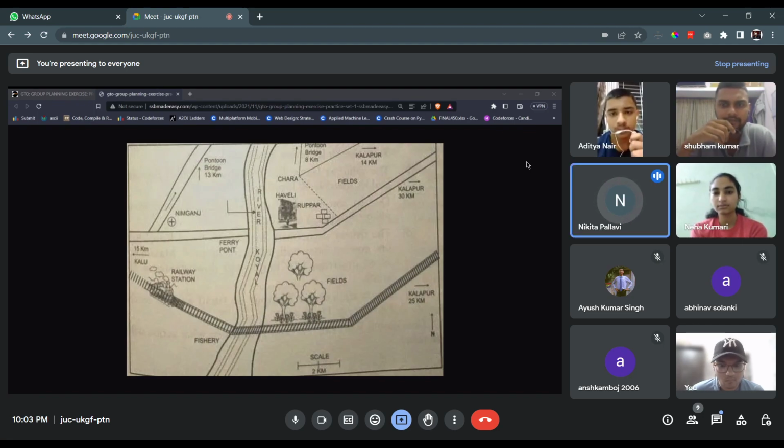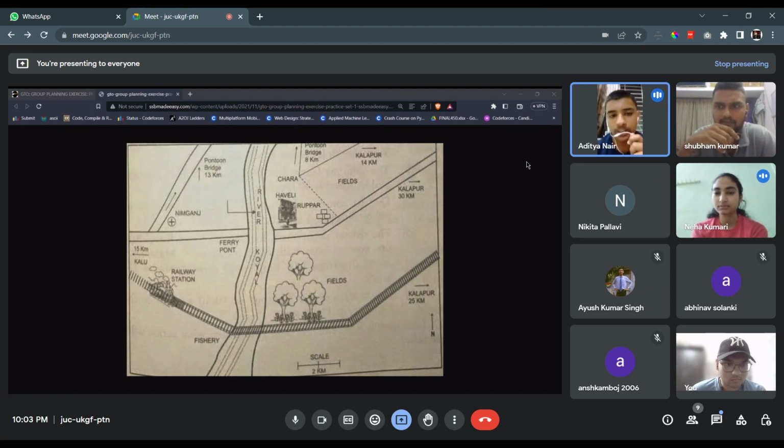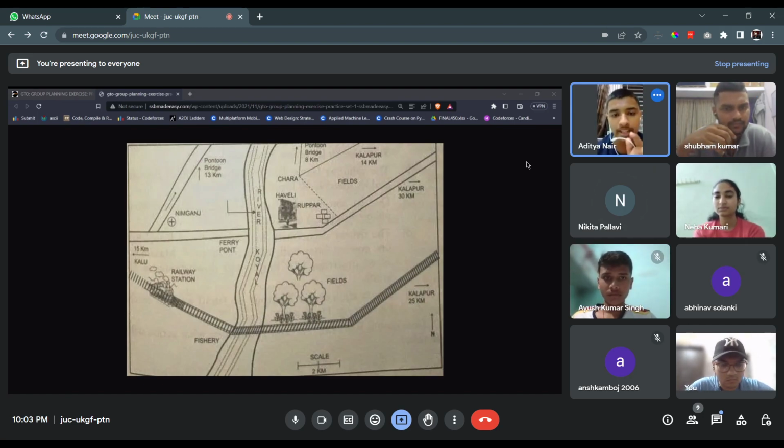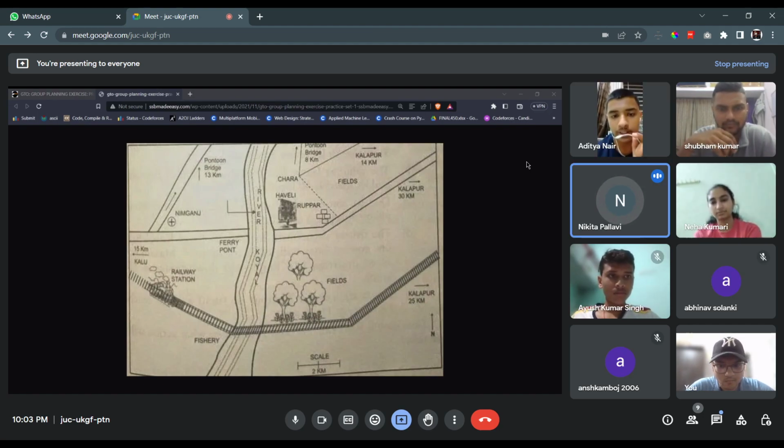Because the rowing boat's maximum capacity is four, we can say that two of us will go with the two injured persons to Neemganj after crossing the river, and we can reach there by 10. By that time the boat will also come back, since Upper Ropar village has no means of communication.